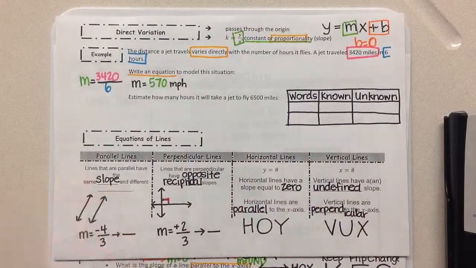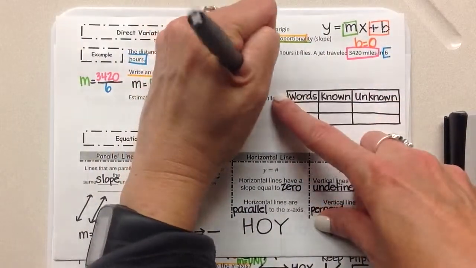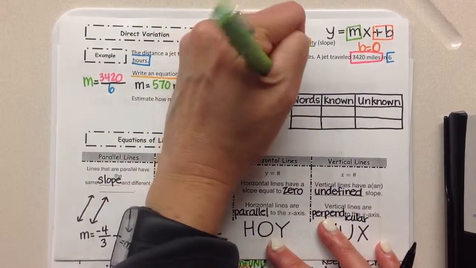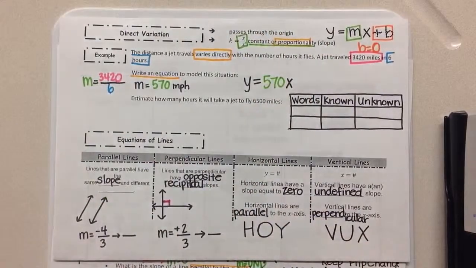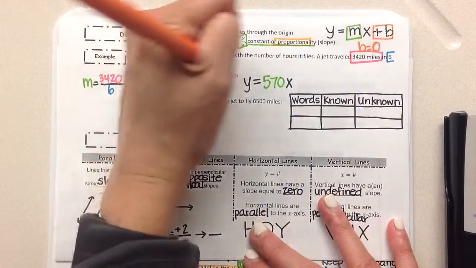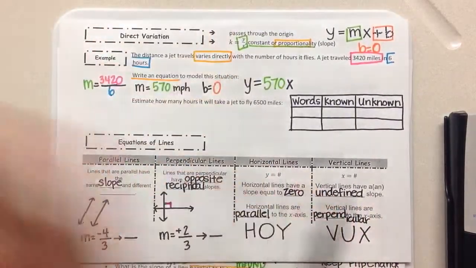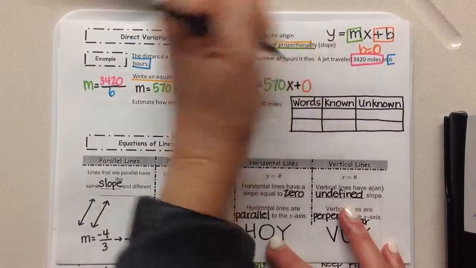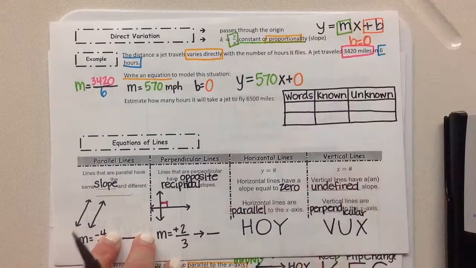Okay, but we need an equation. So remember, we got to do y equals mx. So my equation is going to be y equals, my slope is 570, and then x. And then if you want to think about it like this, your y-intercept, b, is going to be equal to 0. So I don't have to show the plus 0 part, but I'm going to for this example just so you recognize that your y-intercept is 0, and again, you're not going to see this in your final answer.